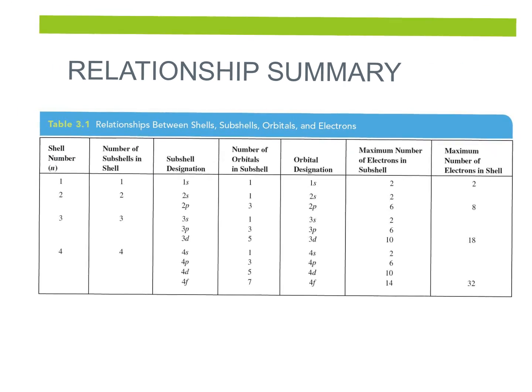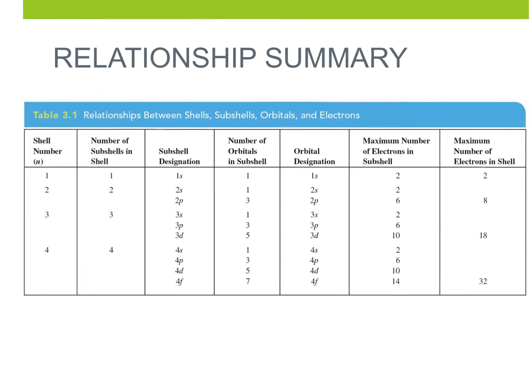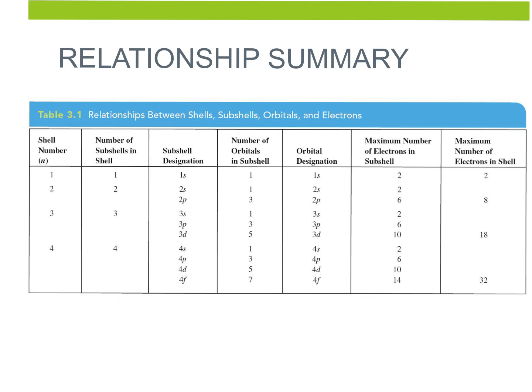Okay, and then finally, this is just our summary. What's the relationship between shells, subshells, orbitals, and electrons? This first column is our shell number. There are shells 1, 2, 3, 4. It goes higher, but it just stops at 4. For shell level 1, there's 1 subshell, the S subshell. S only has 1 orbital. How many electrons per orbital? 2. So there's a total of 2 electrons in that first shell level.